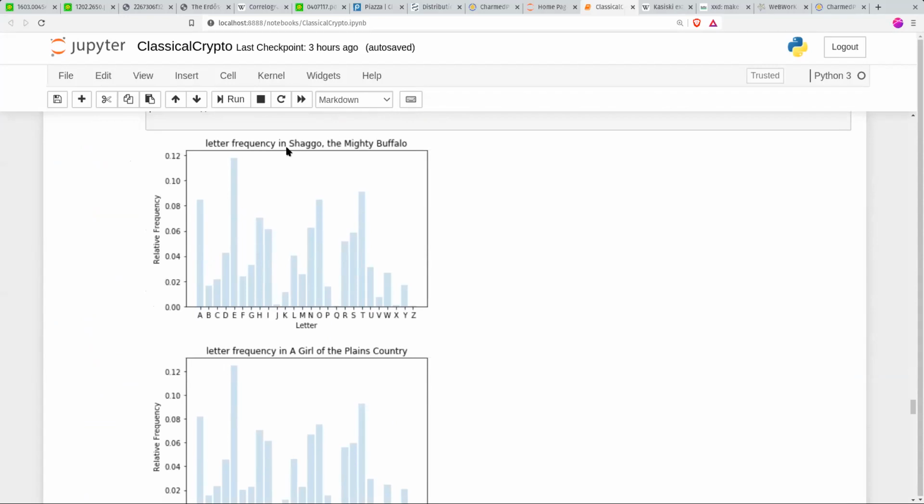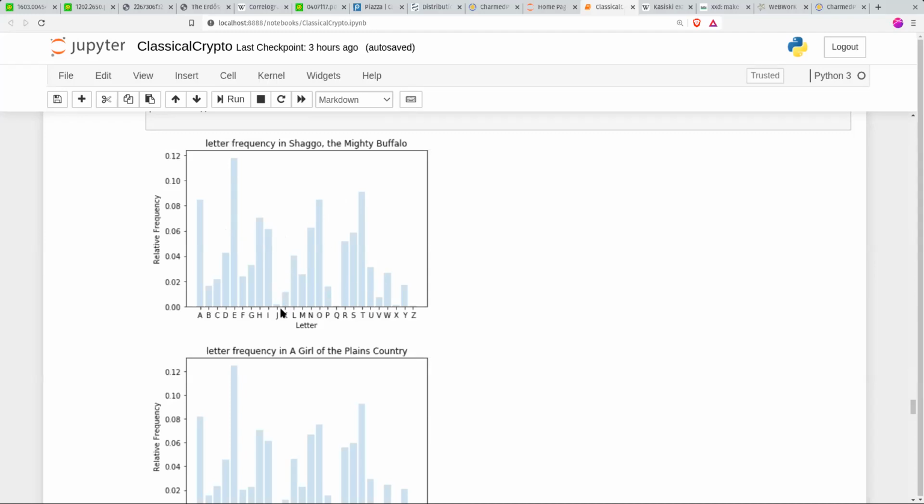In this first book, which is Shago, the Mighty Buffalo, these are literally the first books that showed up on Project Gutenberg, you can see the frequency of A is about, I should multiply this by 100, so about 9% of the characters in the book are A. Almost 12% of the letters in the book are E. You can see that these numbers are pretty distinctive, and that's what's going to let us crack this when the time comes.